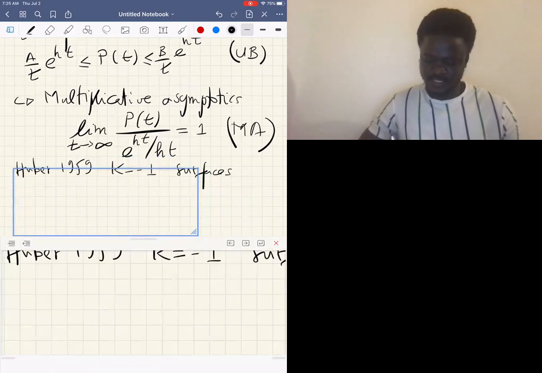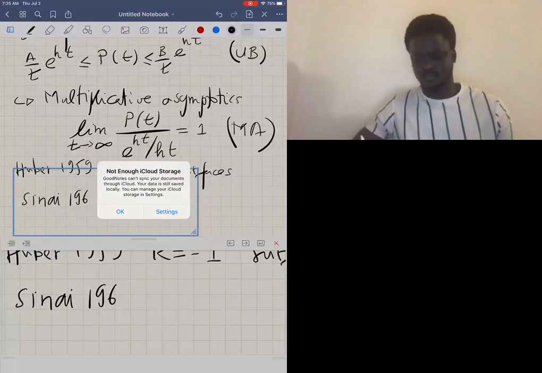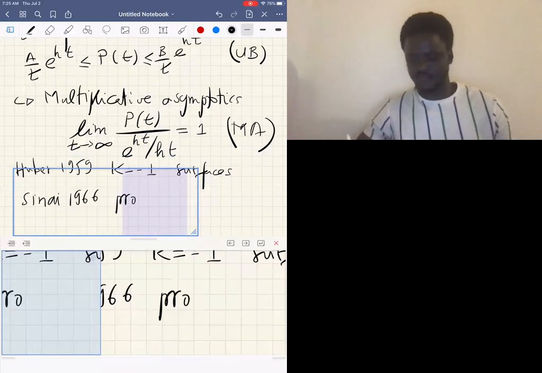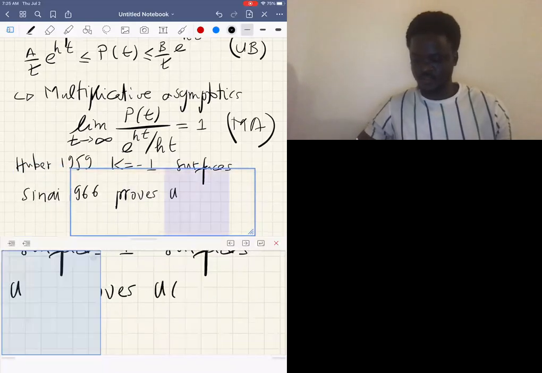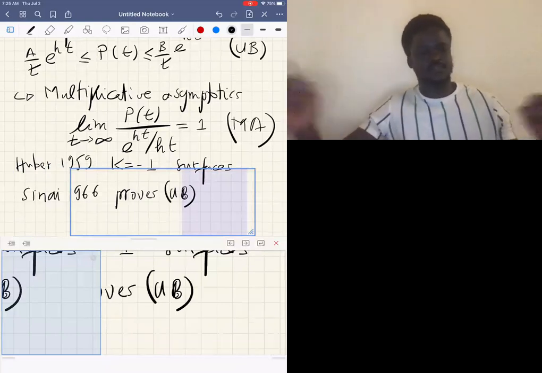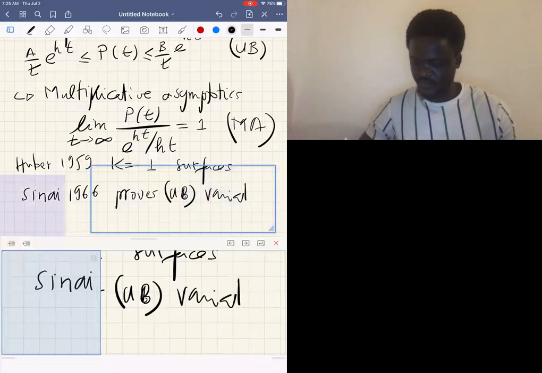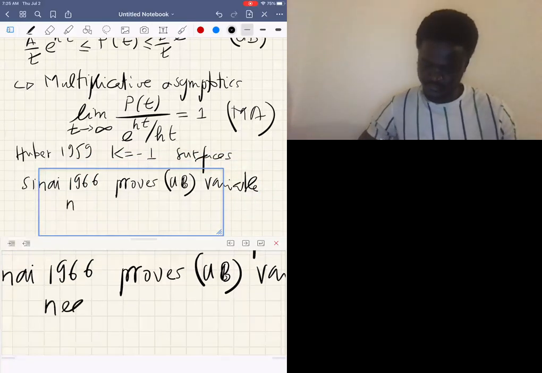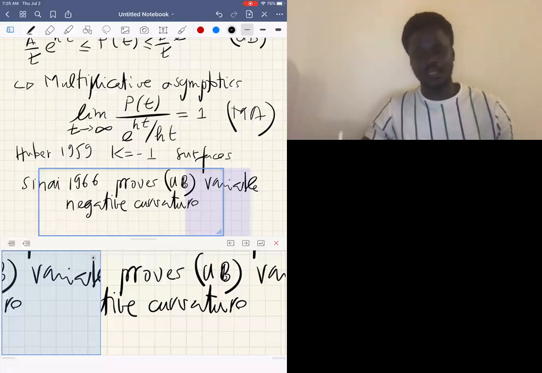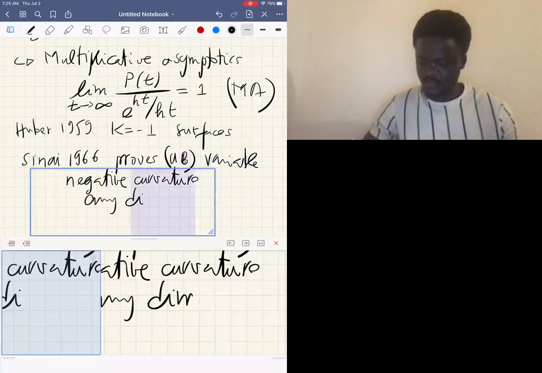And later there is a result by Sinai in 66. This proves the uniform bound, the uniform bound that I have above. So this proves UB for variable curvature, but still negative curvature, bounded above and below by some negative constant. So variable negative curvature, and any dimension. This doesn't have a restriction on dimension.